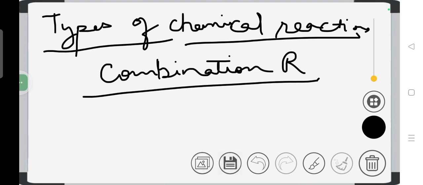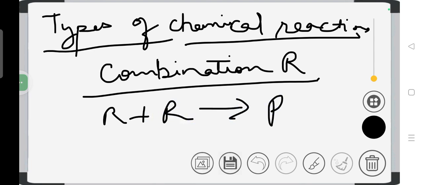A reaction in which a single product is formed from two or more reactants is known as a combination reaction. It means when two or more reactants combine to give a single product, that is known as your combination reaction.